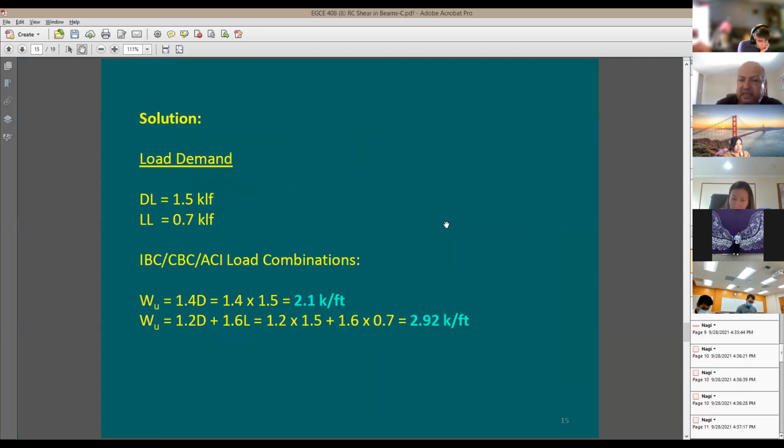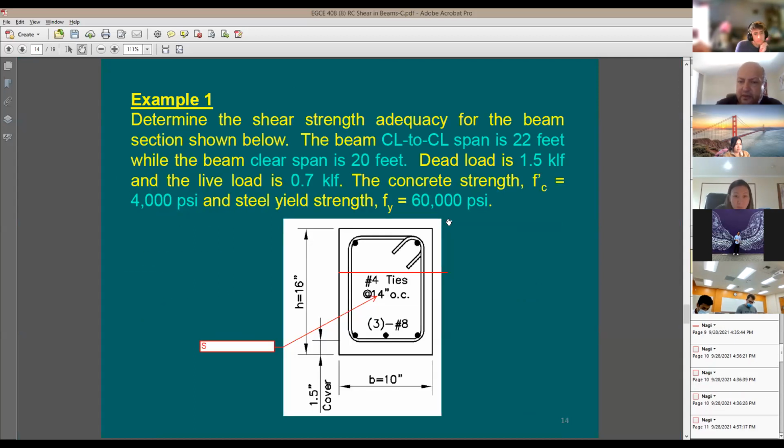Now let's see what's going to happen in our example. The clear span is 20 feet. So what's the clear span? The clear span is going to be from face of the column to face of column. So now we understand the clear span, which means from face of support to face of support, is going to be 20 feet. Your dead load is given as 1.5 kip per linear foot.